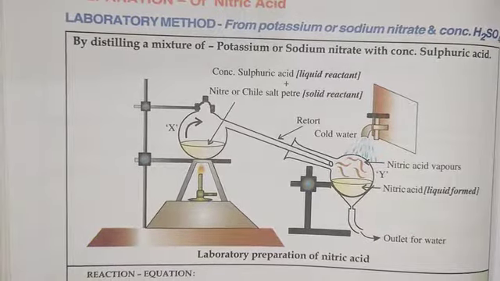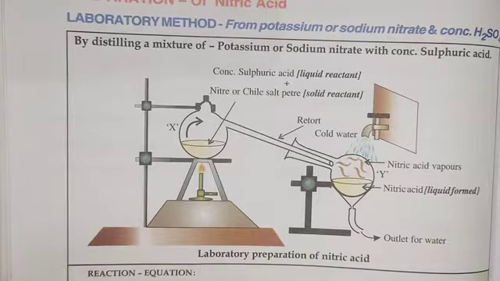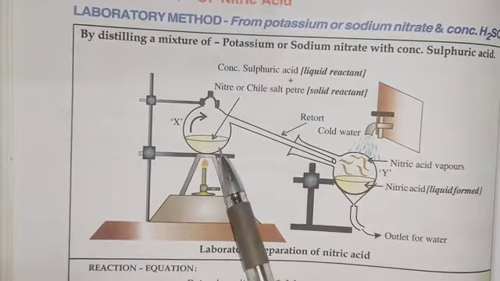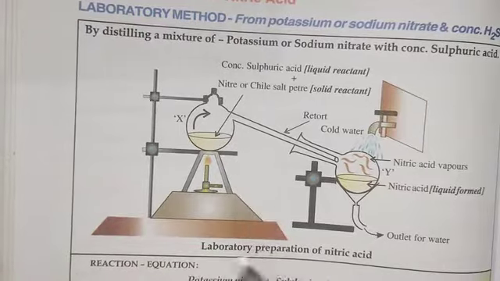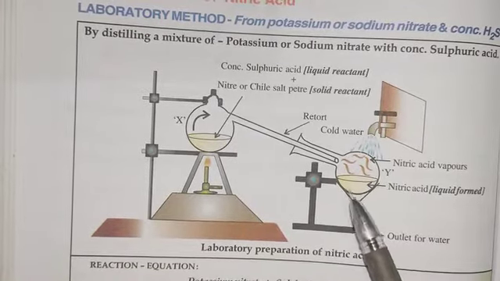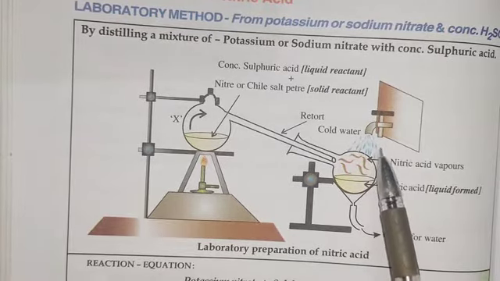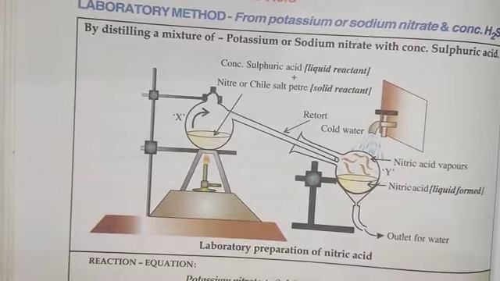Laboratory method. In the laboratory, nitric acid is obtained by the reaction of potassium or sodium nitrate with concentrated H2SO4. You can see the apparatus on the screen. A glass retort X in which the reactants have been taken, and a round bottom flask in an inclined position with a cold water tap open on it.